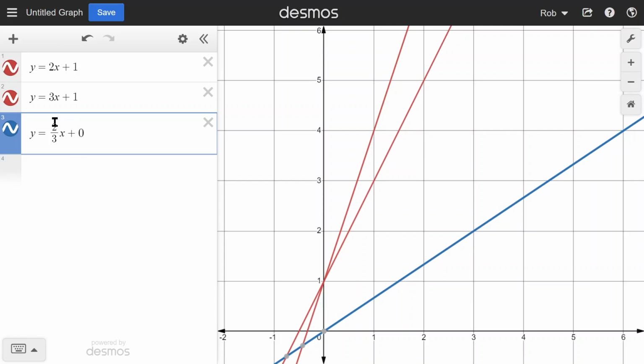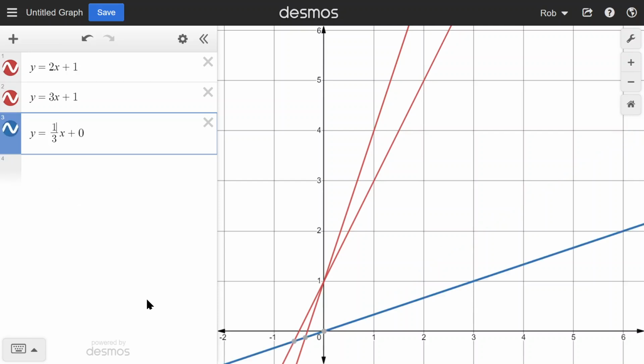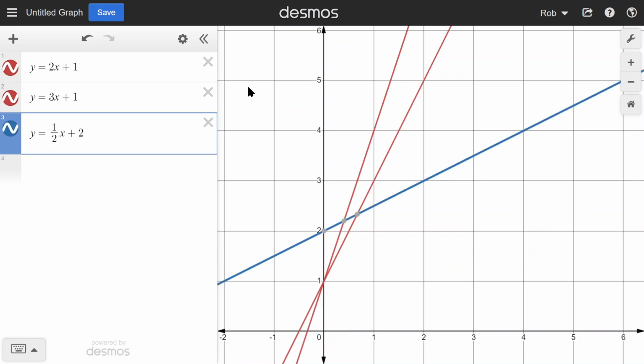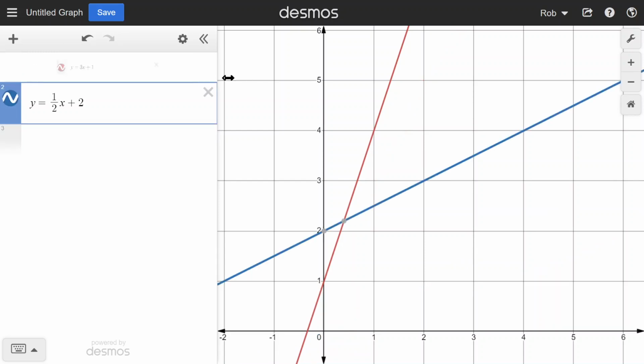So if I turn this gradient into 1 on 3, starting here at the y-intercept, I go across 3 and up 1. And again, I can go across 3 and up 1. What if I made it a half? Let's go to there. If I made it a half, and I'm going to make it plus 2, and I can get rid of all these others. Here we go. So maybe it sinks in.